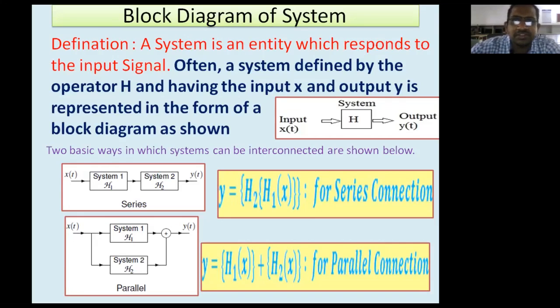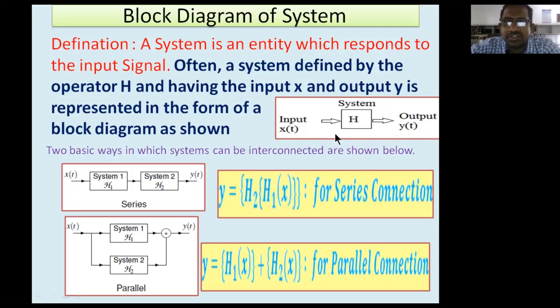So often a system is defined by operator H, having the input x and output y, represented in the form of a block diagram. Now, how do we represent a system in a block diagram? Input x will be there, and this is a system H, and this is going to be the output.